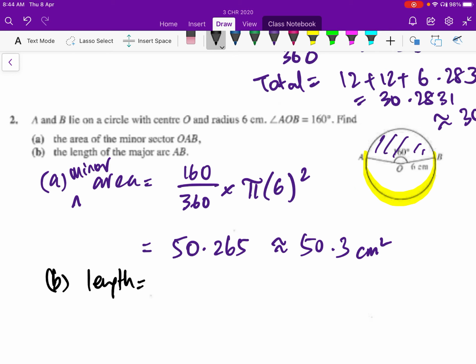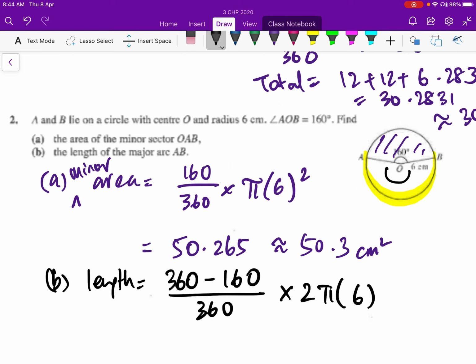The length of the major arc, just the curve. Don't want the radius this time, because it's not the perimeter. So that will be, oh, we need this angle. What's the angle? How to get 200? Okay, correct. 360 minus 160, divided by 360, times 2 pi r.